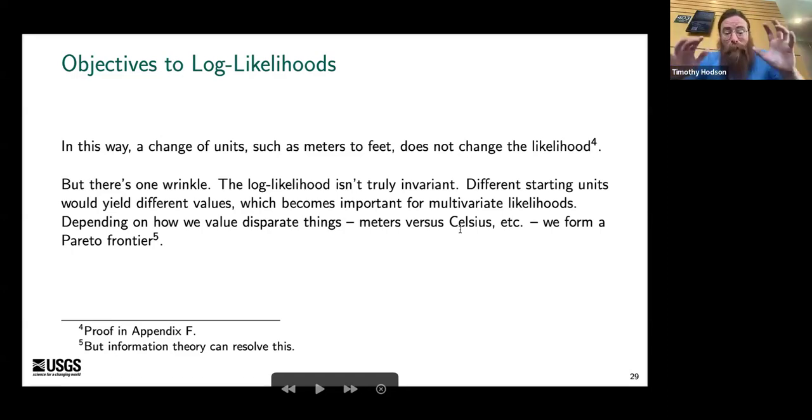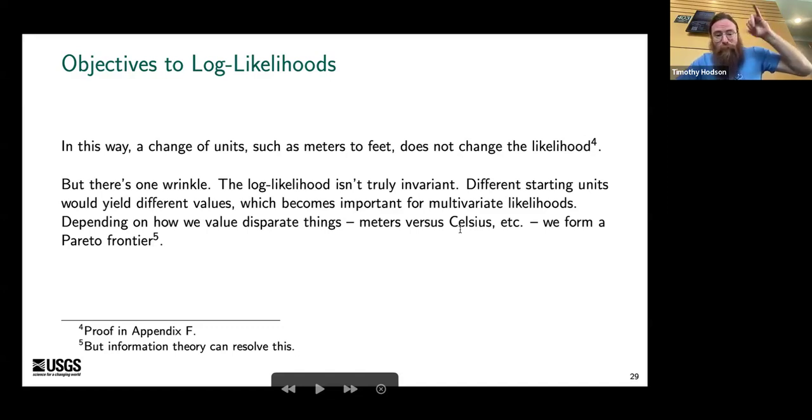It does come up in this paper and will come up more in the future, is that the log likelihood here isn't truly invariant. If we had started with different units, we would have ended up with a different value, right? If we had started in meters, we could convert to feet, and that wouldn't change the value. Or we could start in feet, convert to meters, that wouldn't change the value, but these two values would be different. Normally, we can ignore that in a univariate problem, but it comes back in multivariate problems where we need to decide how to value these disparate things, meters versus Celsius.